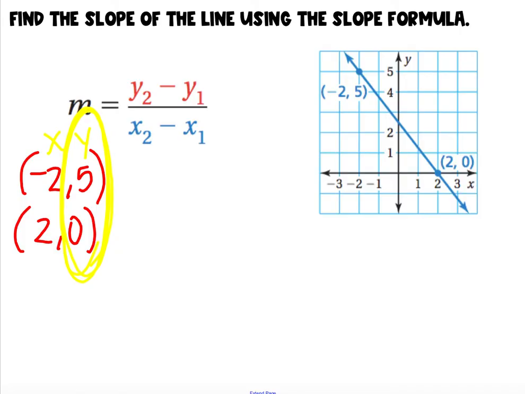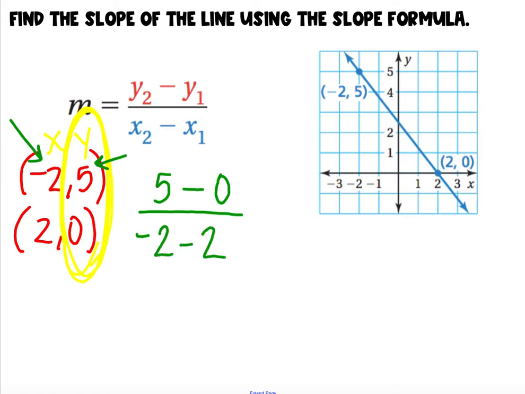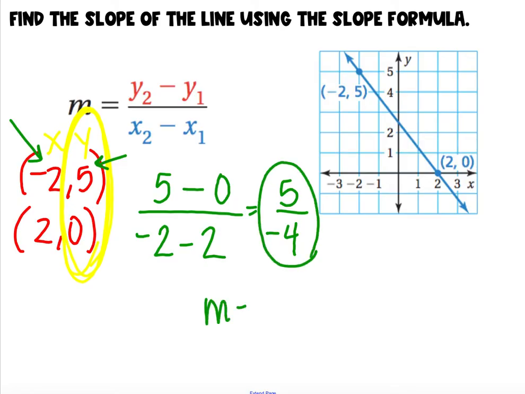So we're going to plug it in. My first y value, right, it says y2 first, y1 first. It doesn't matter as long as you're consistent. We're going to start with this bad boy. So if I'm doing 5 minus 0 over, now you subtract the x's, -2 minus 2. Let's simplify. 5 minus 0 is 5. -2 minus 2 is -4. Okay. So my slope is -5/4.